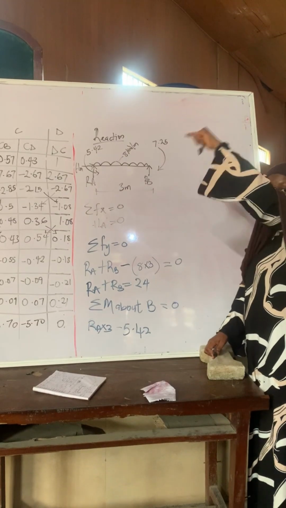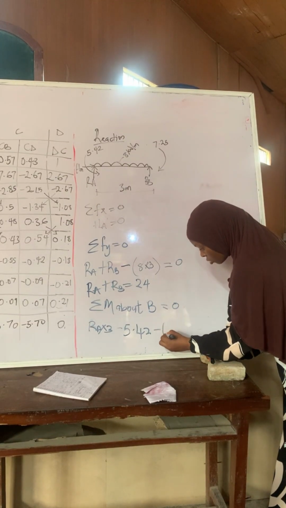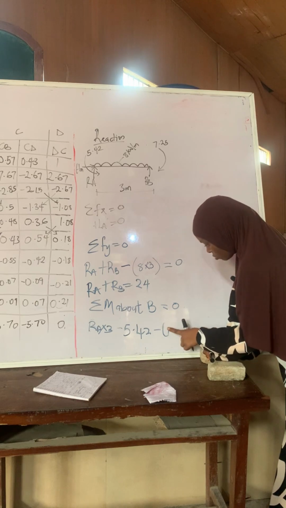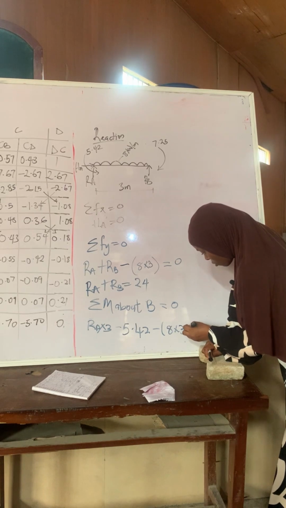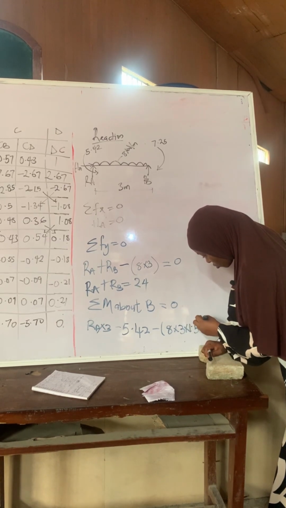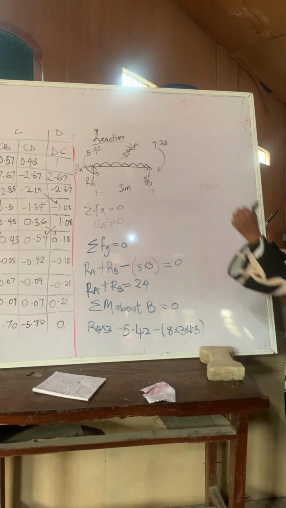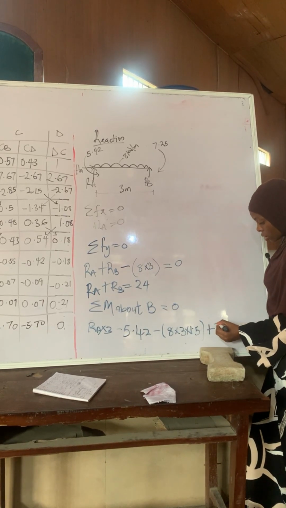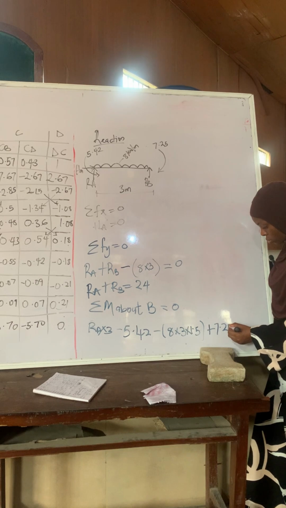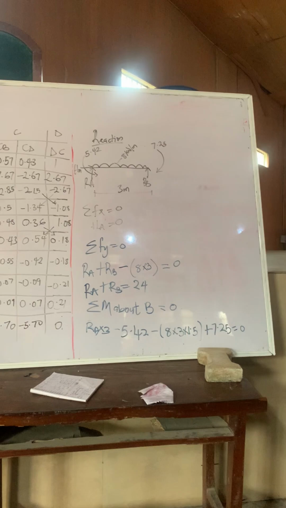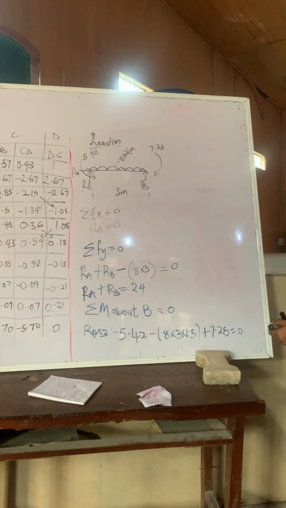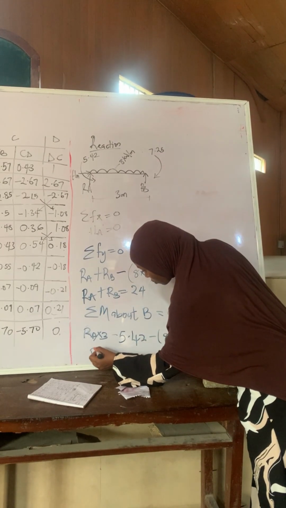Acting downwards, going anti-clockwise, minus 8 multiplied by 3 multiplied by 1.5, or you can do 3 over 2, anyone. Then plus this other moment that is there, 7.2. 8 times 3 to turn it to a point load, 24 times 1.5. So from here now we are going to have the value of your RA.